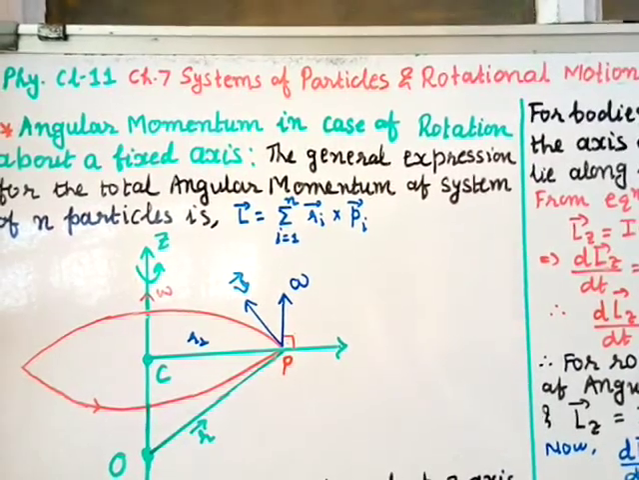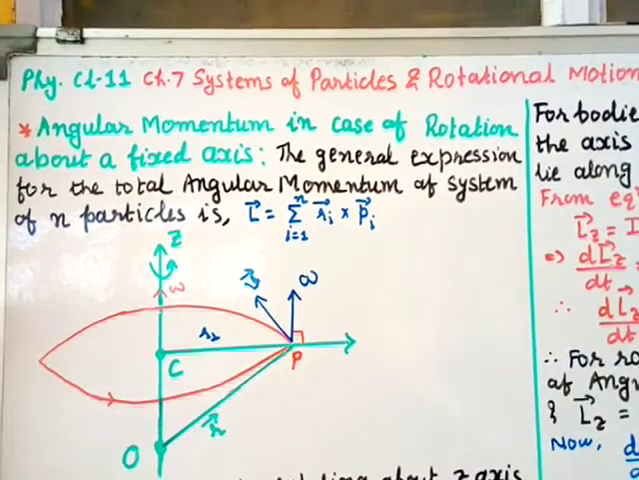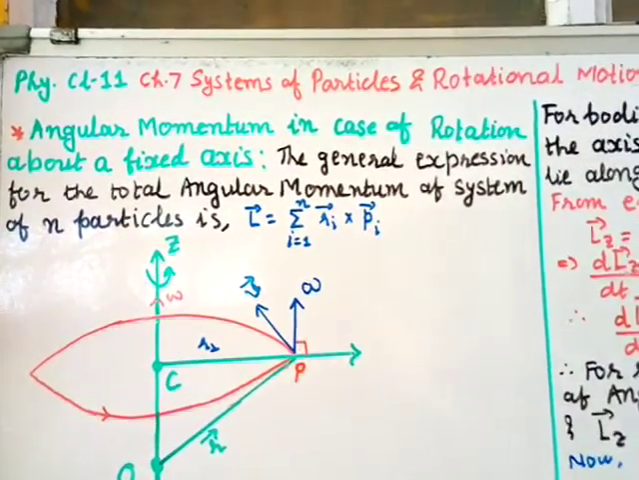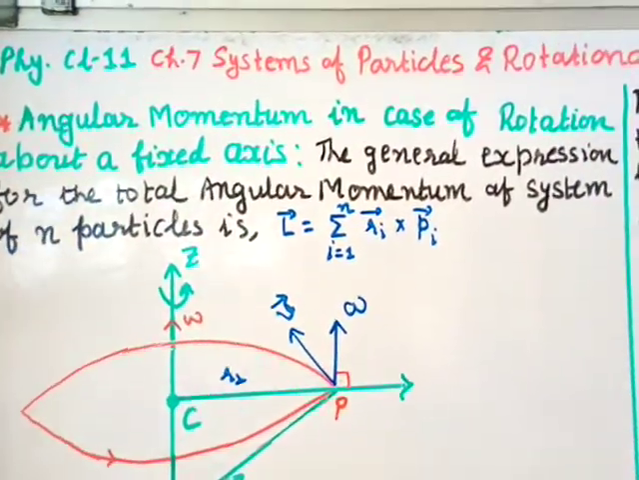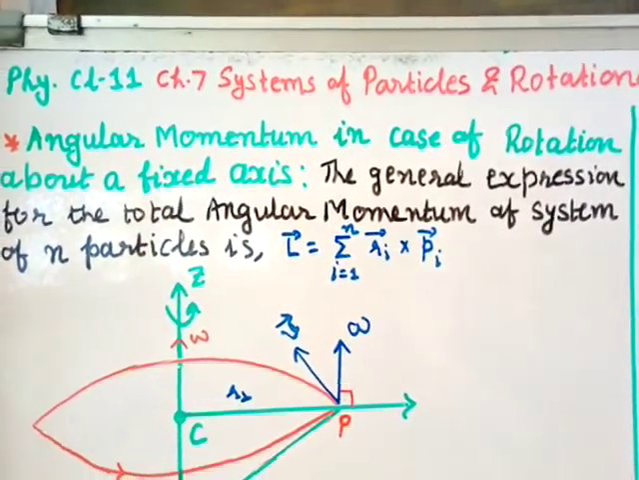Physics Class 11 Chapter 7 Systems of Particles and Rotational Motion. In the last class we have studied dynamics of rotational motion. Today we shall study angular momentum in case of rotation about a fixed axis.